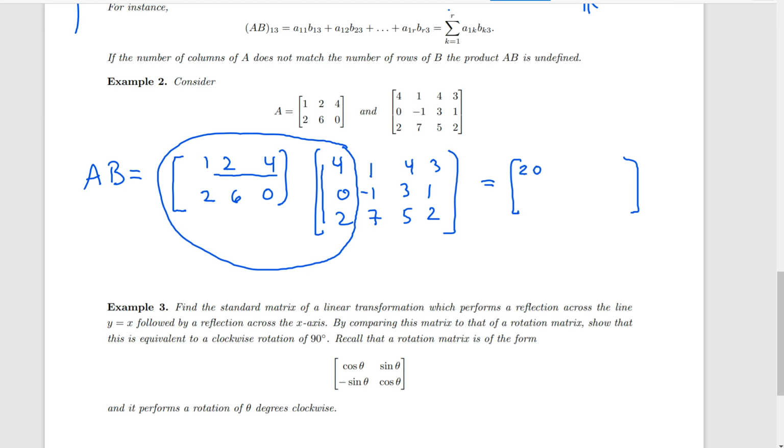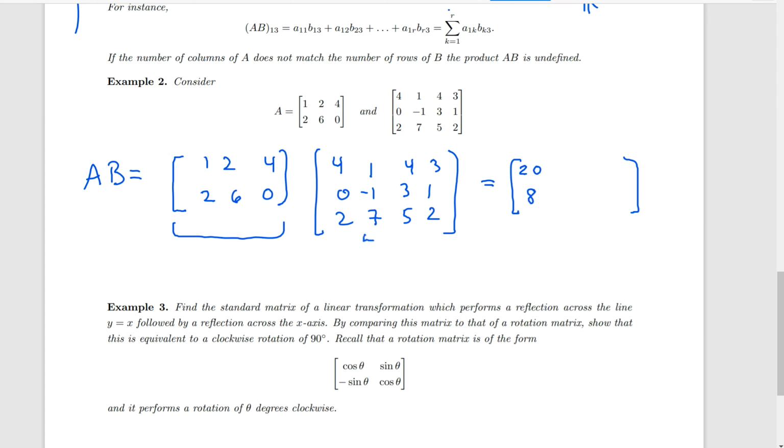And then after that, I multiply the second row of A with the first column of B. So 2 times 4 plus 6 times 0 plus 0 times 2, that's 8. And now I have the first column. So afterwards, I want to multiply A with the second column of B. And I repeat this.